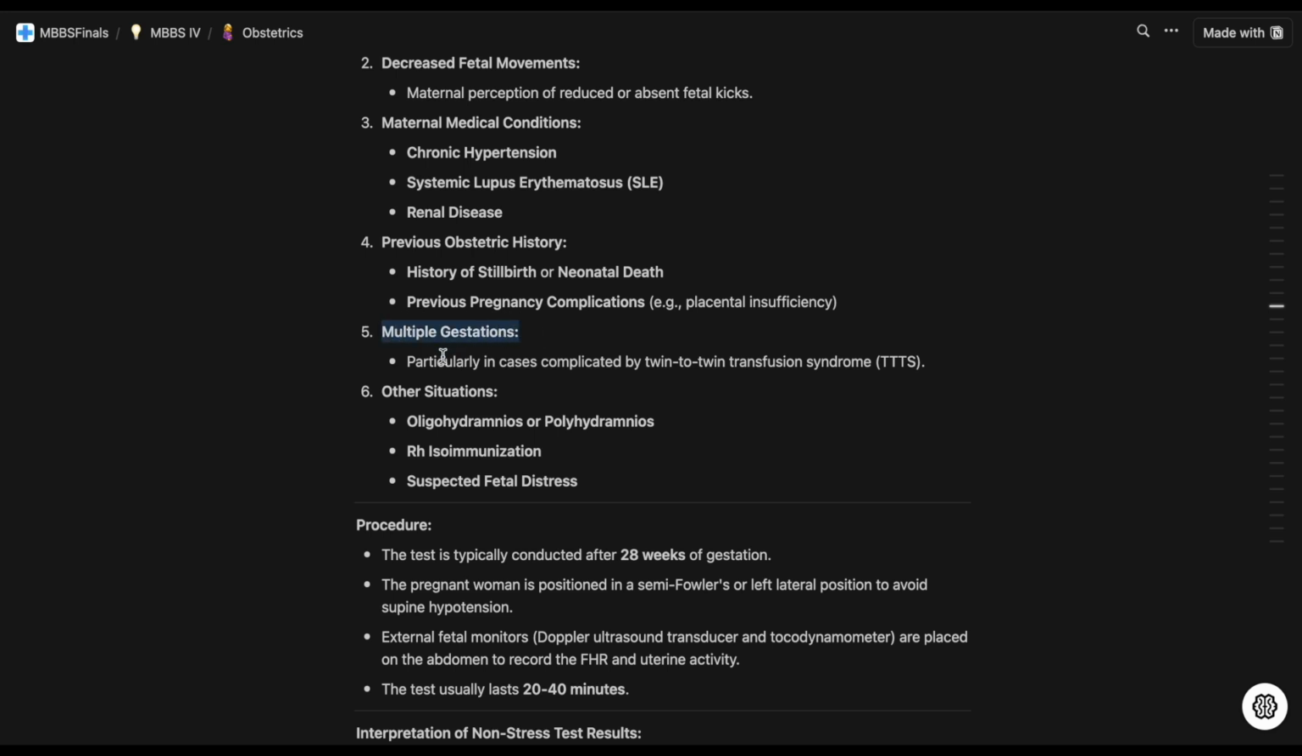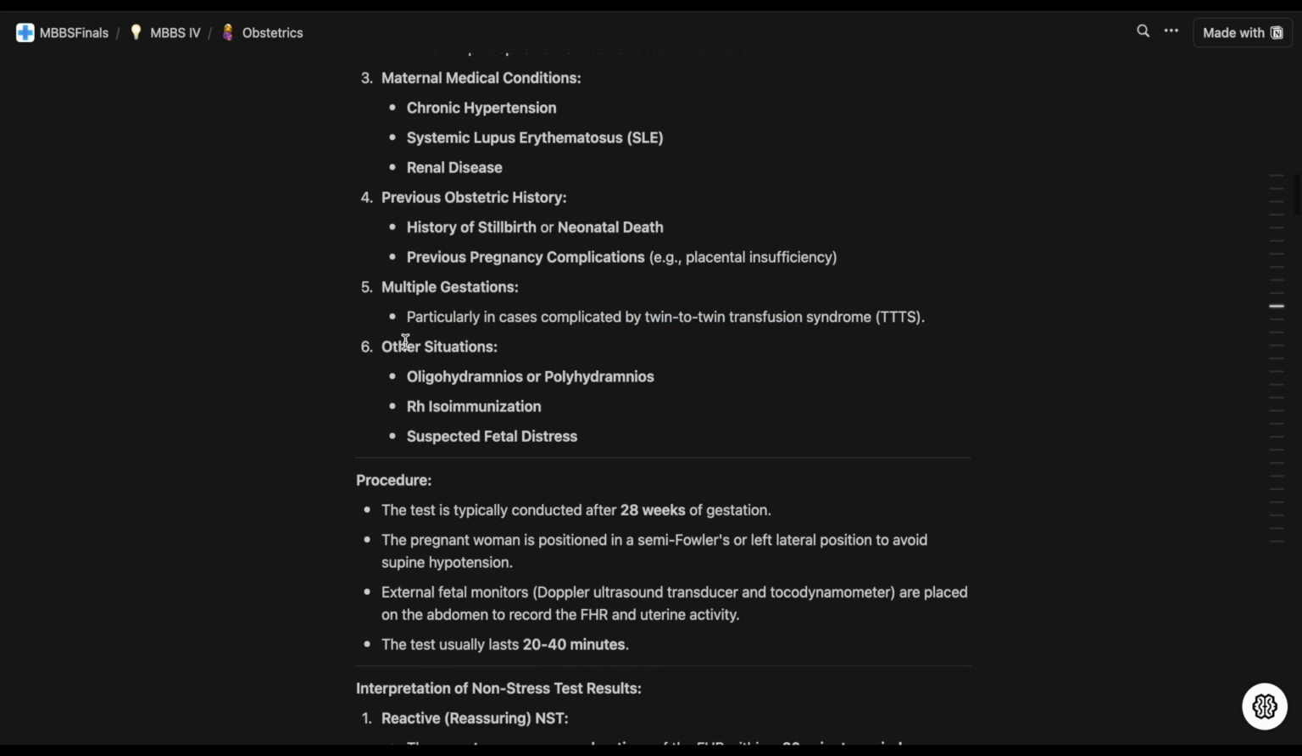5. Multiple gestations. Especially in complicated twin pregnancies, like twin-to-twin transfusion syndrome, TTTS. 6. Other factors. Things like too much or too little amniotic fluid, polyhydramnios or oligohydramnios, Rh incompatibility, or suspected fetal distress can also call for an NST.